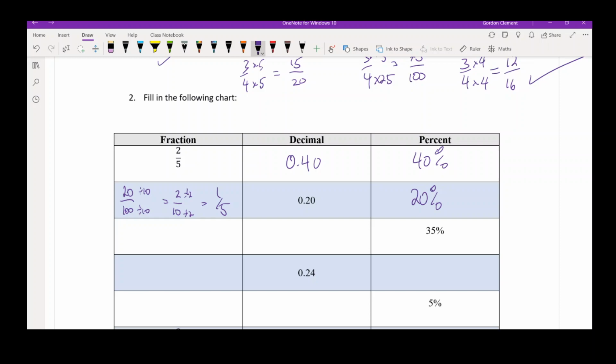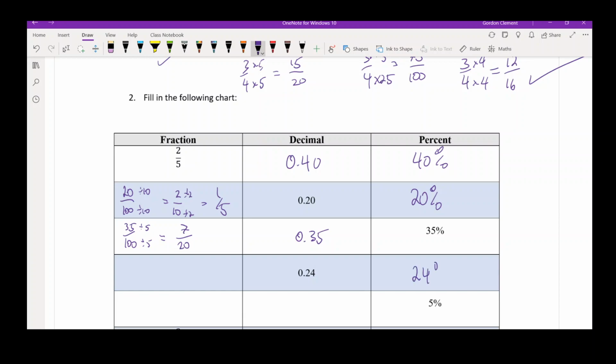35%, if you start with the percent, you divide by 100 to get the decimal. And same deal, 35 out of 100 is our starting one. I see those both divide by 5 because they end in 5s and 0s. So I get 7 over 20, and that'll be your lowest terms because 7 doesn't go into 20.